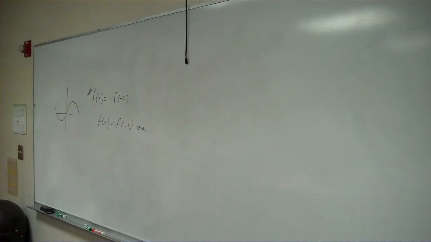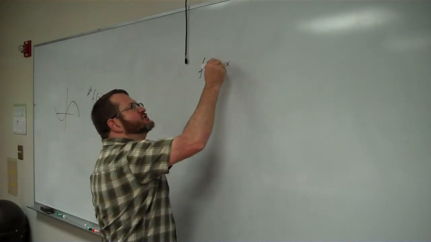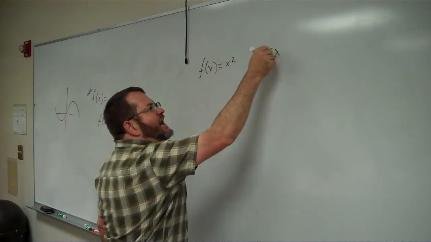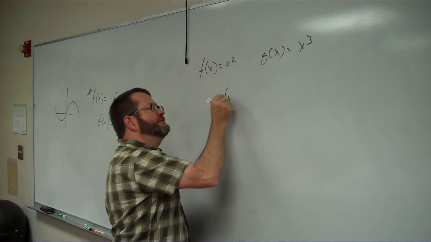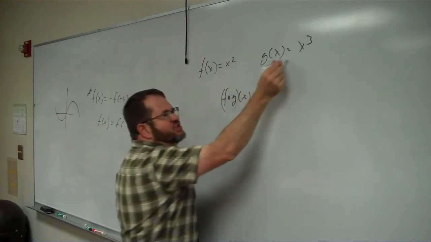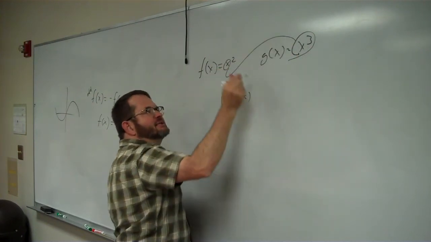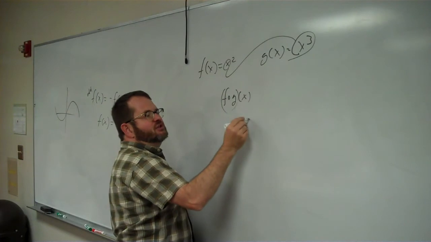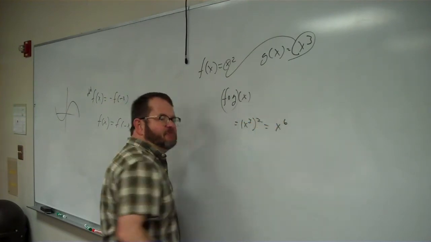Hey, by the way, there wasn't any Fog stuff on that pop quiz, was there? But it will be on the test. Let's do a Fog thing. F of x equals x squared. G of x is x cubed. What is f of g of x? Okay, we take this g of x thing, because it's the one on the right, and we just put it in for the x. So it is x cubed squared, which I believe is x to the 6th power.